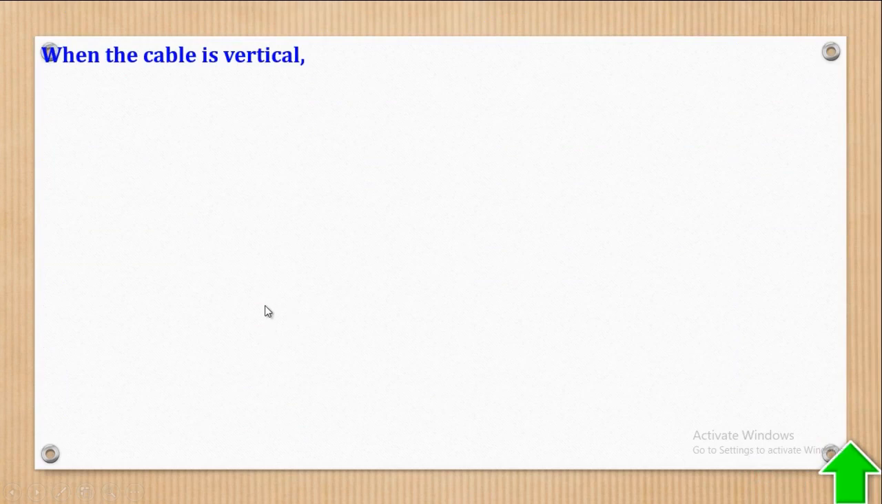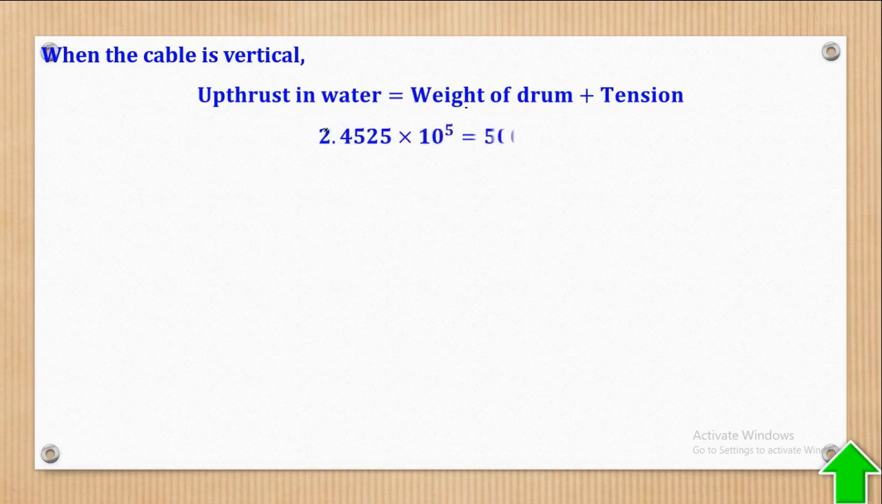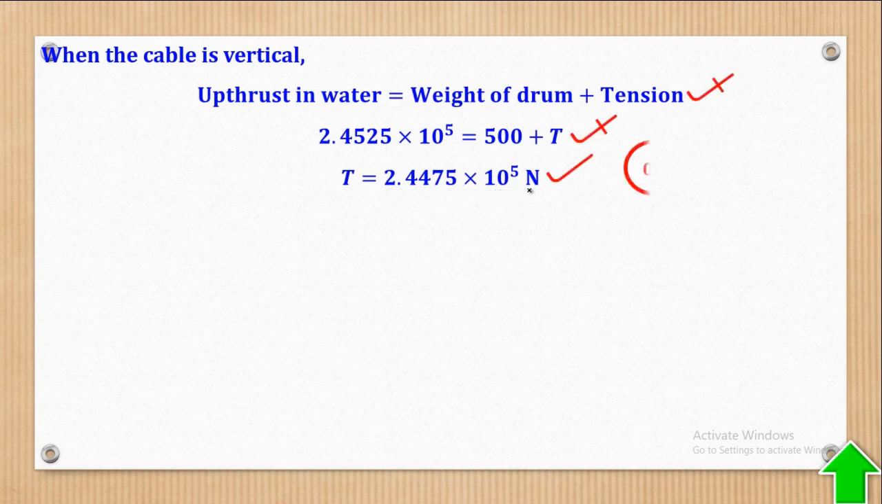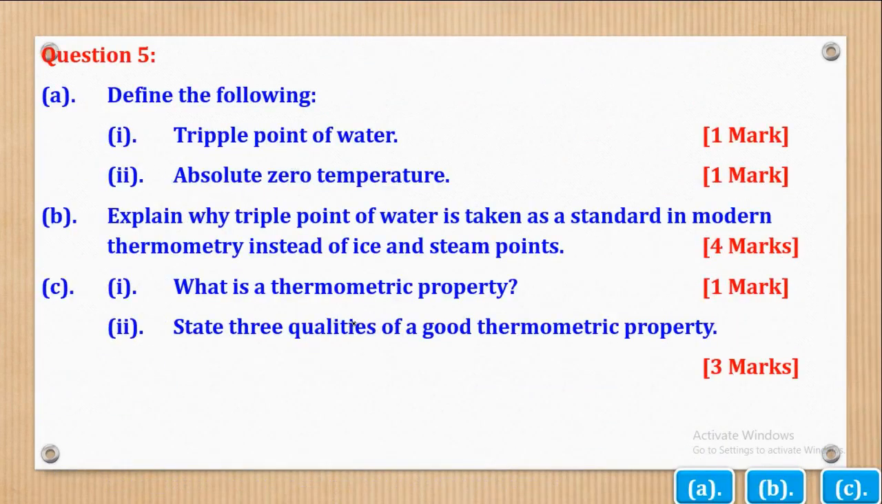So when the cable is vertical, it implies that upward forces are equal to downward forces. Therefore, upthrust is equal to weight plus tension. So you are going to substitute upthrust here, weight here, and tension here. So when I make T the subject, T will be 2.4475 exponent 5 newtons. So that was question 4. Now we shall go to question 5. Part A says define the following: Roman 1, triple point of water, and Roman 2, absolute zero temperature.